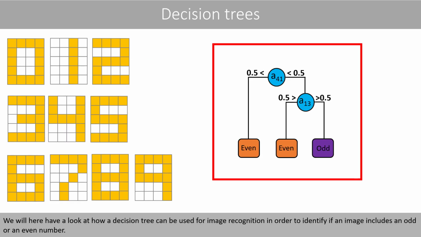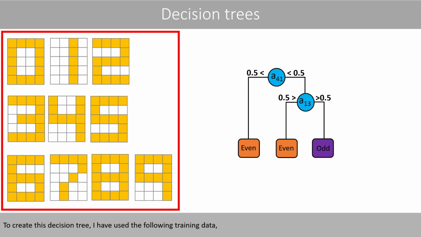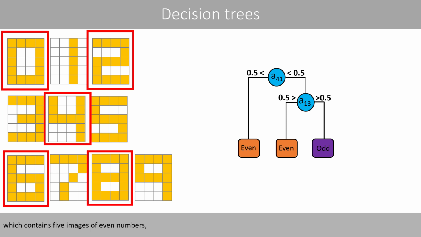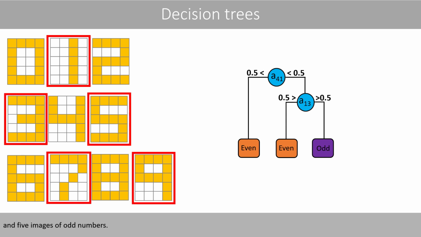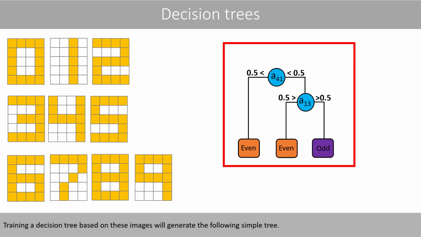We will here have a look at how a decision tree can be used for image recognition in order to identify if an image includes an odd or an even number. To create this decision tree, I have used the following training data, which contains 5 images of even numbers and 5 images of odd numbers. Training a decision tree based on these images will generate the following simple tree.